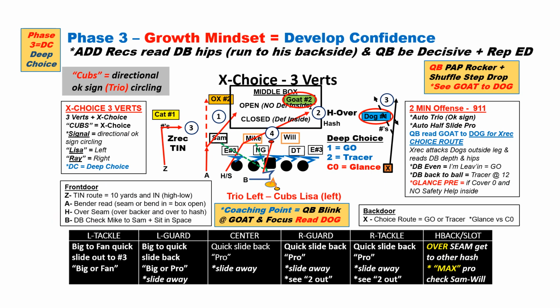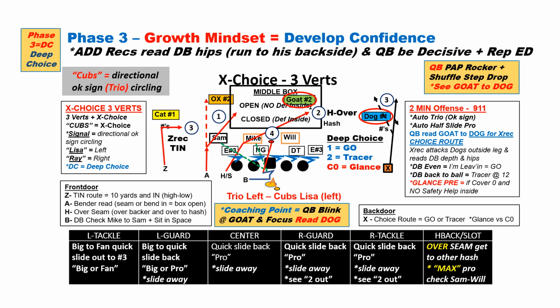Last, we get to phase 3 where we're running the deep choice series. What we want to do is develop confidence now. One thing we want to add is the receivers, besides reading whether they can touch the DB or not at 10 yards with the go or the tracer, also read his hips. If he's still in his back pedal and he's in that gray area, now we want to keep going and run to his backside. If that DB has turned his hips to the sideline, so his back is to the sideline, and he's in that gray area, now we can run the tracer because he's got to redirect.